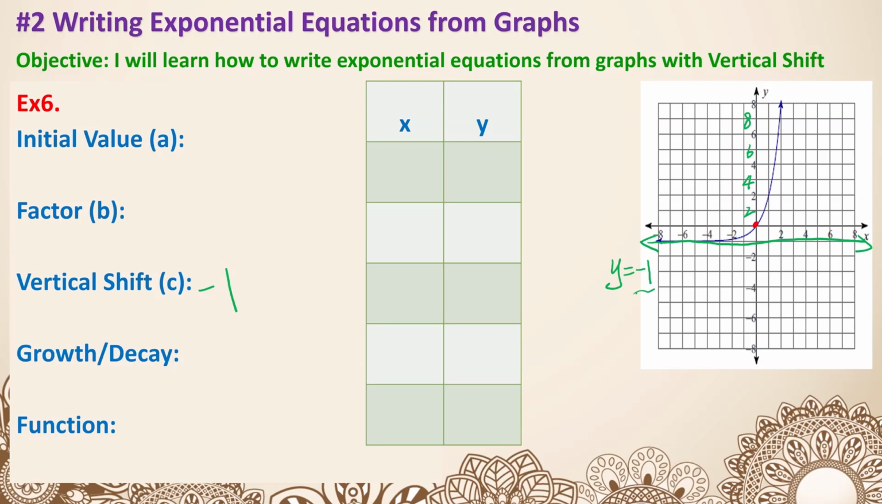This is the first point I see, which means when x is 0, my y is 1. Next one I see is right here. When x is 1, my y is actually 3. And the next one is right here. When my x is a 2, my y is a 9. So the factor 3 over 1 is 3. 9 over 3 is a 3 as well. The factor is 3.